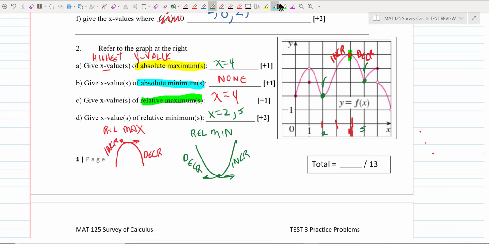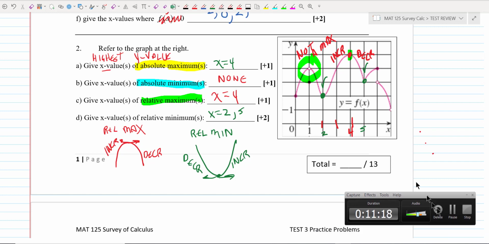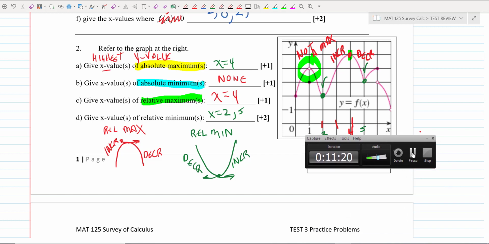Now, one thing I wanted to point out: this point right here is not a max because it's not a defined point. So that's why I did not include that in part C of the answer. So that should wrap us up on page 1. I'm going to pause for a second, then we'll move on to page 2.